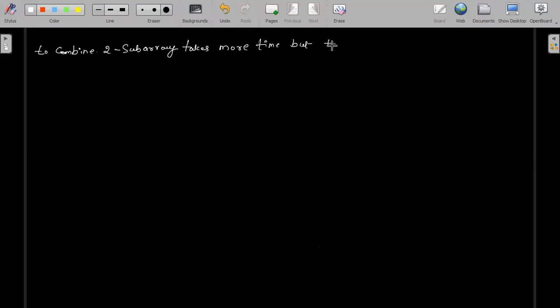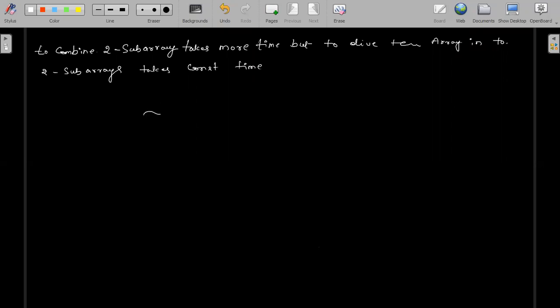but to divide an array into two subarrays takes constant time. Yes or no?